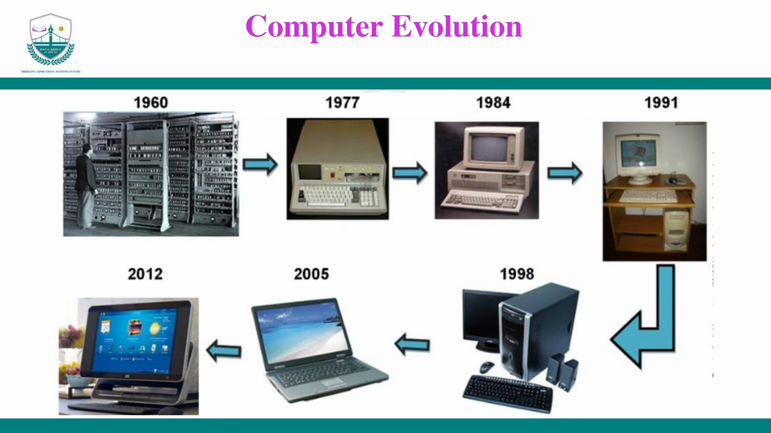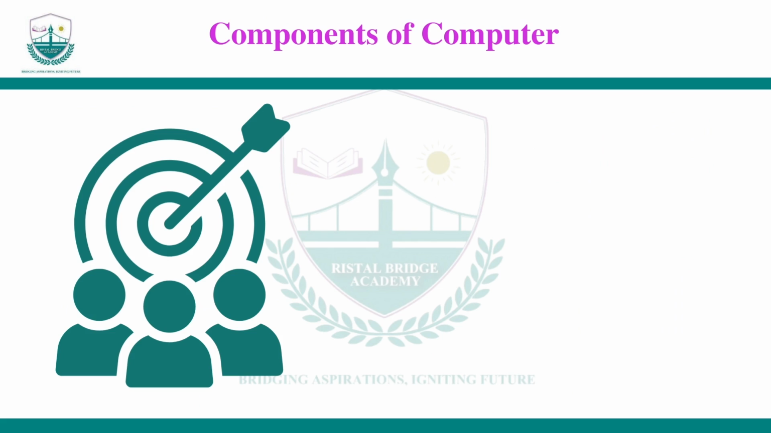Previously, we looked at the evolution of computers. In 1960, we had room-sized machines with limited power. By 1991, laptops emerged, allowing mobility. In the 2000s, computers became faster and smarter. Today, we even have cloud computing, where you don't even need to store data on your device. It's all online. Let's just look at the components of a computer.